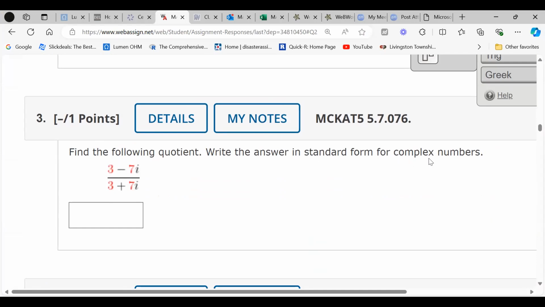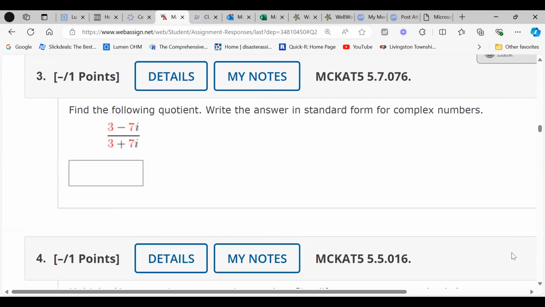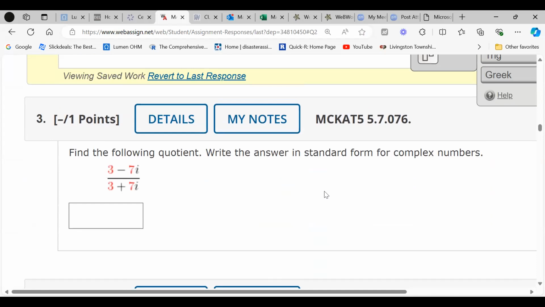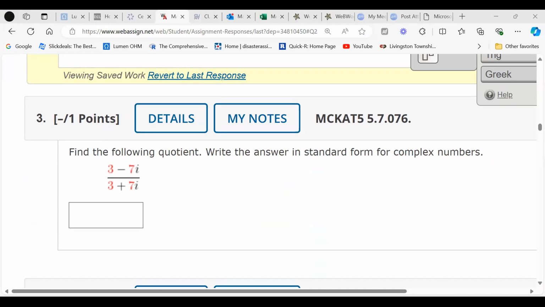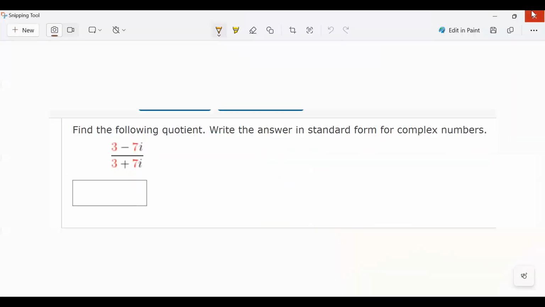Write in standard form the complex number. So we're going to use the complex conjugate and simplify this. Okay, let you try it.